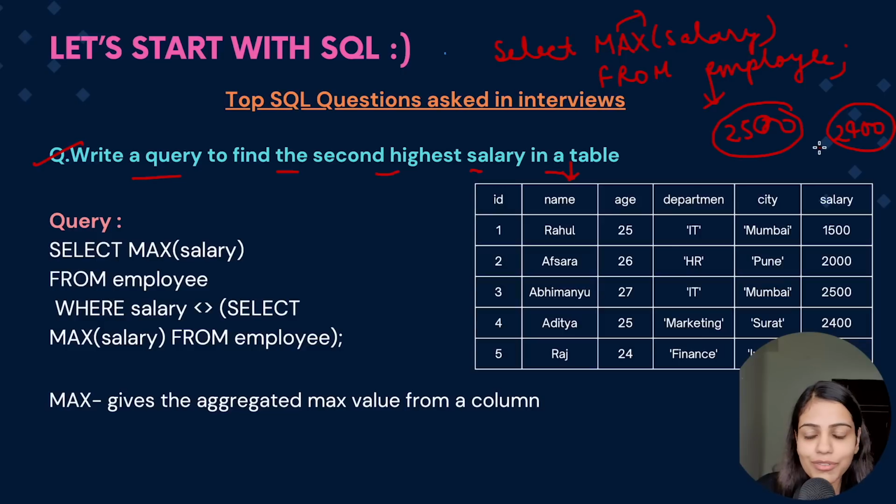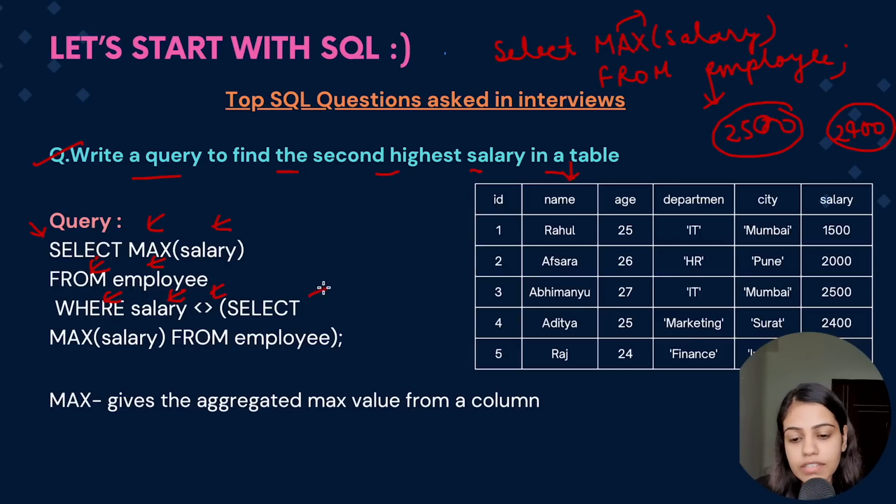So is it sounding confusing? Don't worry, let's see the query first. What we will do is first write select max salary from employee where salary not equal to, and then we have written a subquery. So first this particular subquery would be executed.